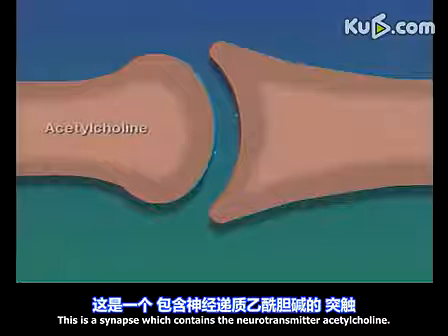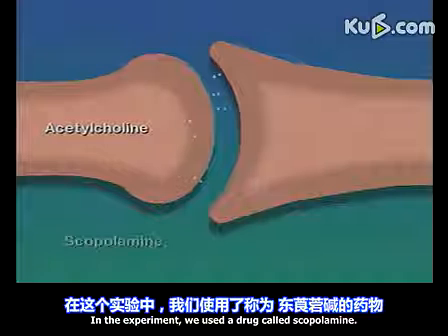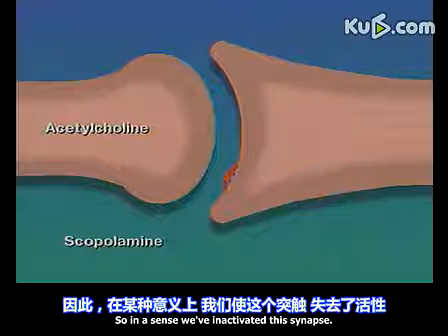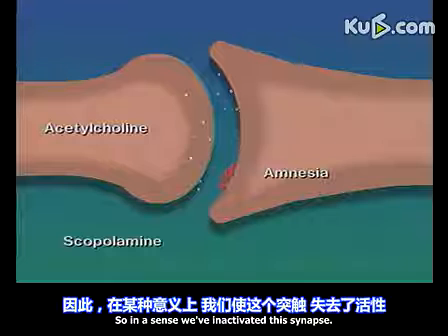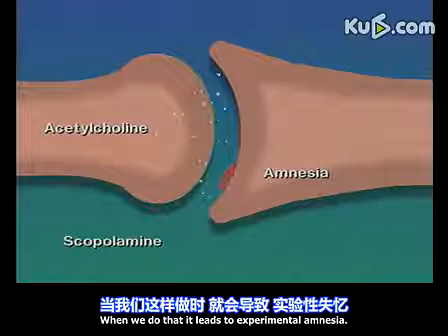And this is a synapse which contains the neurotransmitter acetylcholine. In the experiment, we used a drug called scopolamine. The scopolamine blocks the receptor site for the neurotransmitter acetylcholine. So in a sense, we've inactivated this synapse. When we do that, it leads to experimental amnesia.